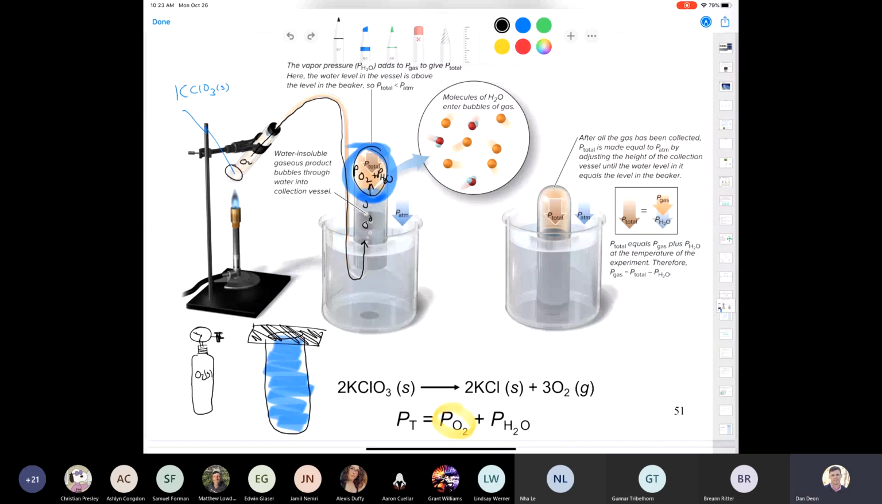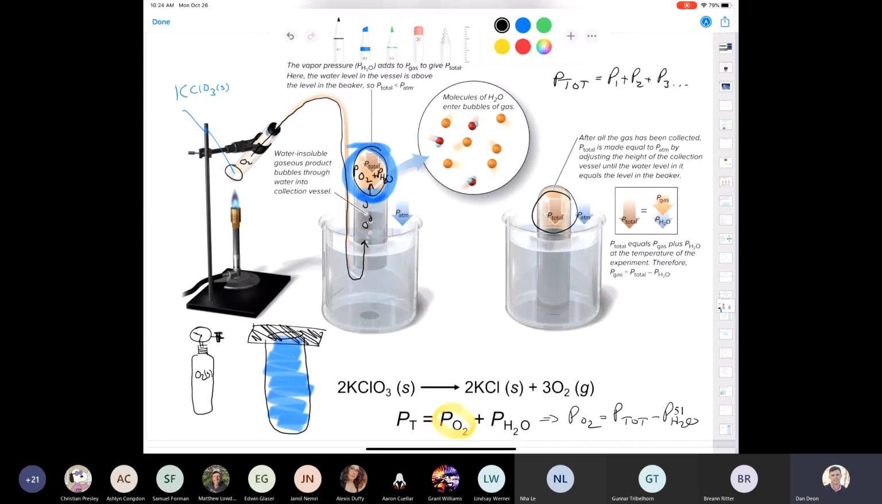So based off of Dalton's law of partial pressure, which is P total is equal to P1 plus P2 plus P3, and so on, what's the total pressure inside here? It's the pressure of the oxygen gas plus the pressure of the water vapor. It's being shown here: P total is equal to the pressure of the gas plus the pressure of the water. So if you want to figure out the pressure of the oxygen, you would just rearrange this equation. The pressure of the oxygen is equal to the total pressure, subtract the pressure of the H2O.